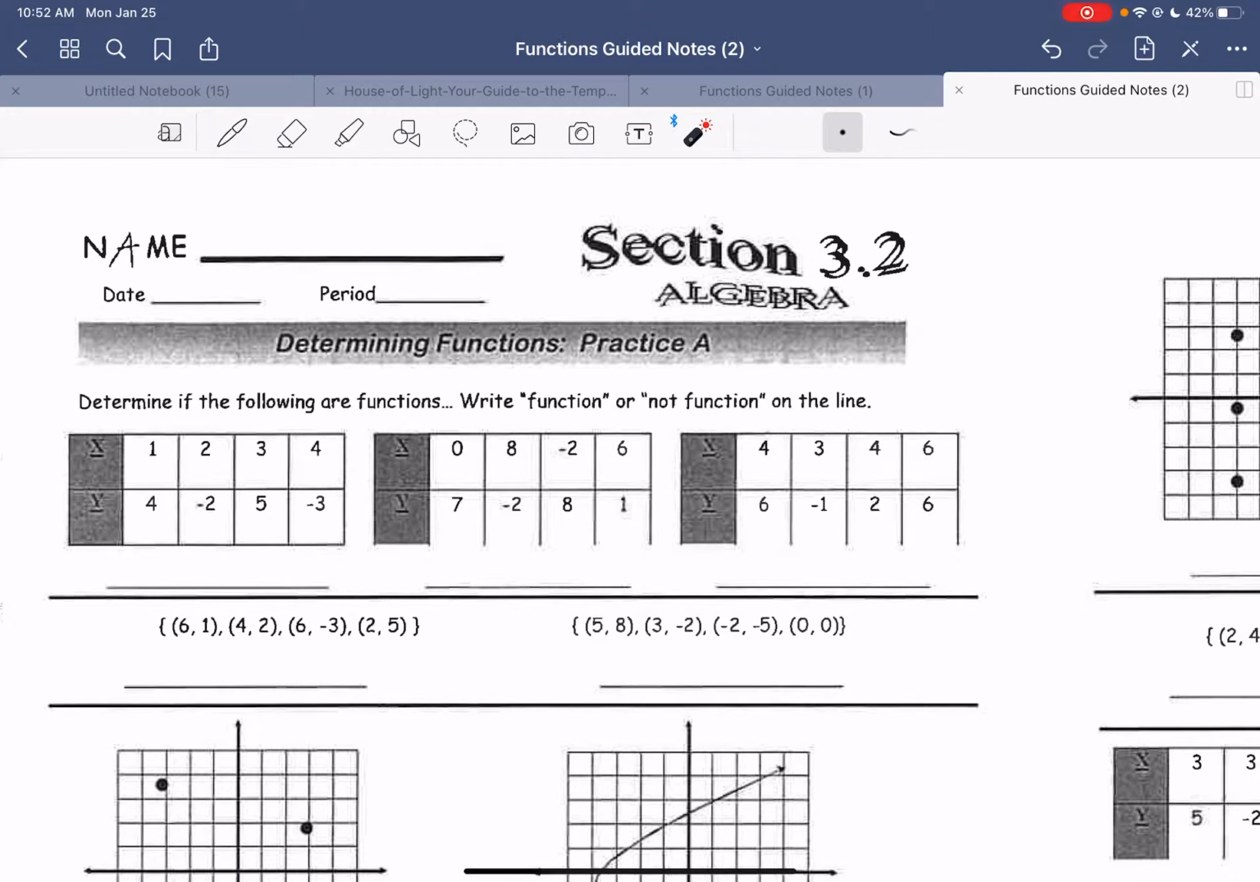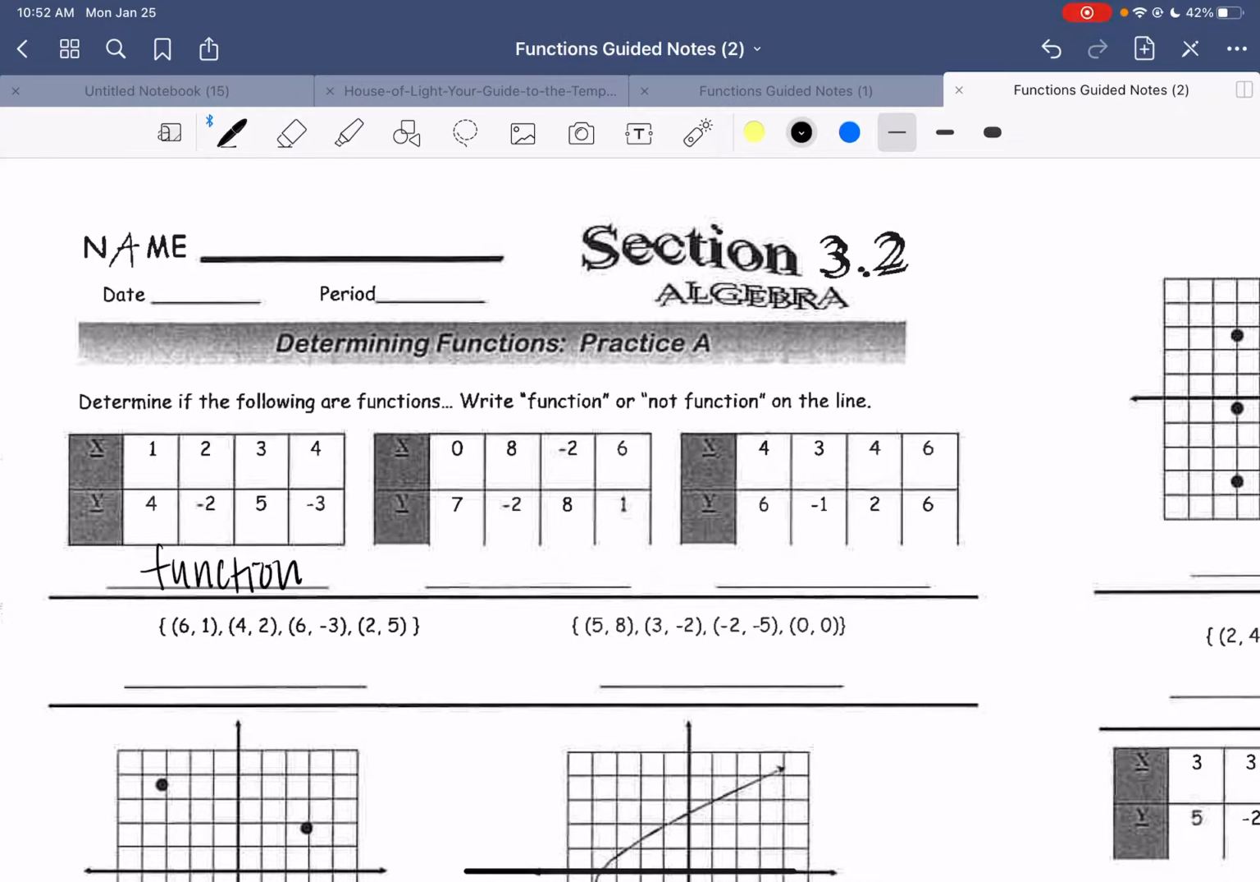one output. So on this first one, we have a 1 to a 4, a 2 to a -2, a 3 to a 5, and a 4 to a -3. So it looks like all of our inputs are different, so that would produce a function.